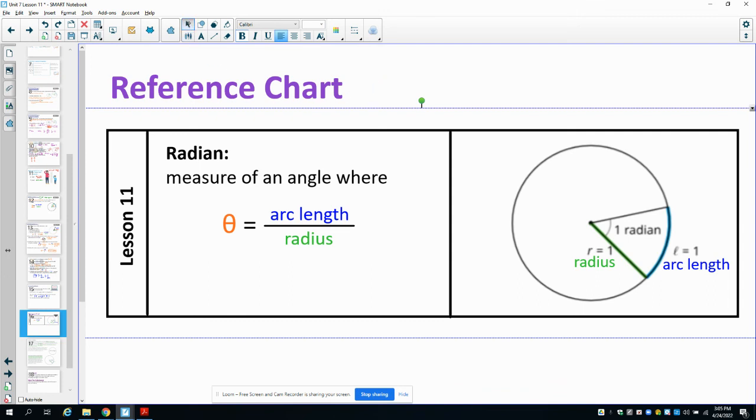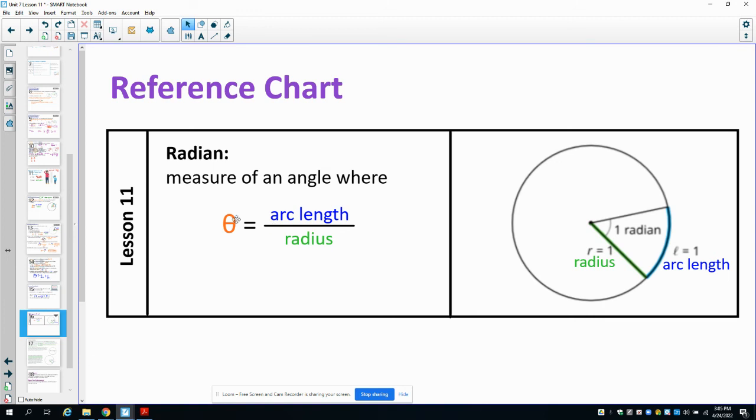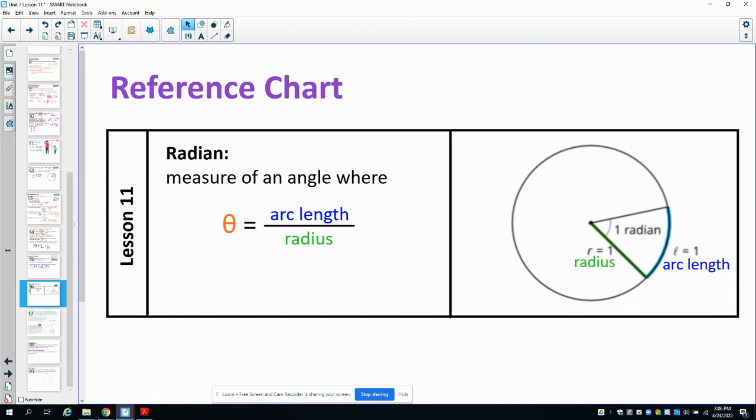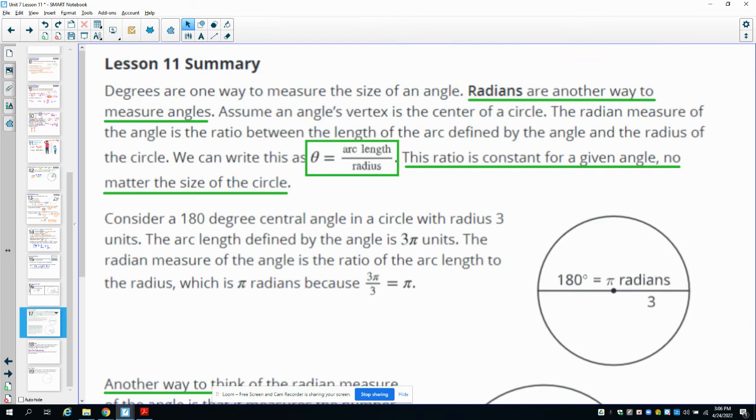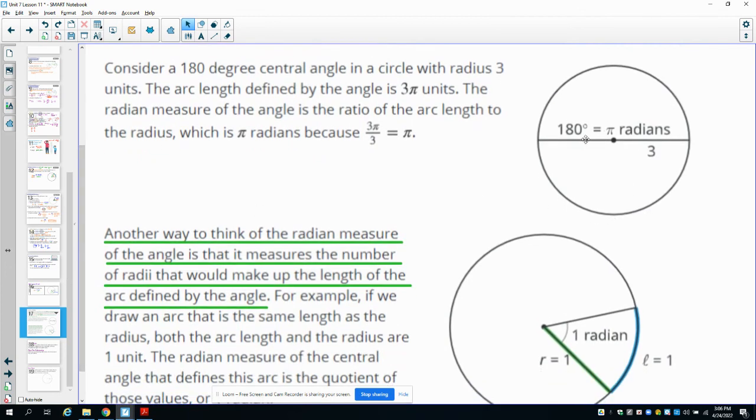All right, so get this written on your reference chart, what a radian is. It's the measure of the angle where the angle equals the arc length divided by the radius. Radians are another way to measure angles. We can write the radian measure as the arc length divided by the radius. We know that this ratio is constant for a given angle, no matter what the size of the circle. Whether it's a 90-degree angle, a 45-degree angle, or a 180-degree angle, no matter what the radius is, they will stay the same. So a 180-degree arc is always equal to pi radians because it's halfway around the whole circle, no matter what the circumference is. Half the circumference divided by the radius, we'll always get pi.